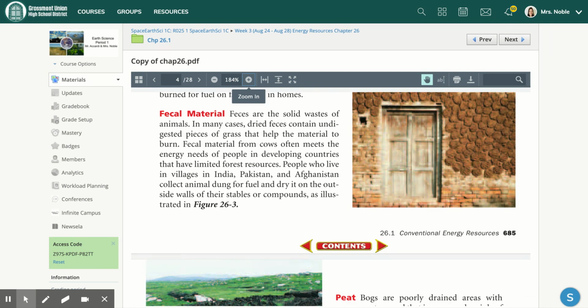Fecal material. Feces are the solid waste of animals. In many cases, dried feces contain undigested pieces of grass that help the material to burn. Fecal material from cows often meets the energy needs of people in developing countries that have limited forest resources. People who live in villages in India, Pakistan, and Afghanistan collect animal dung for fuel and dry it on the outside walls of their stables or compounds, as illustrated in Figure 26.3.